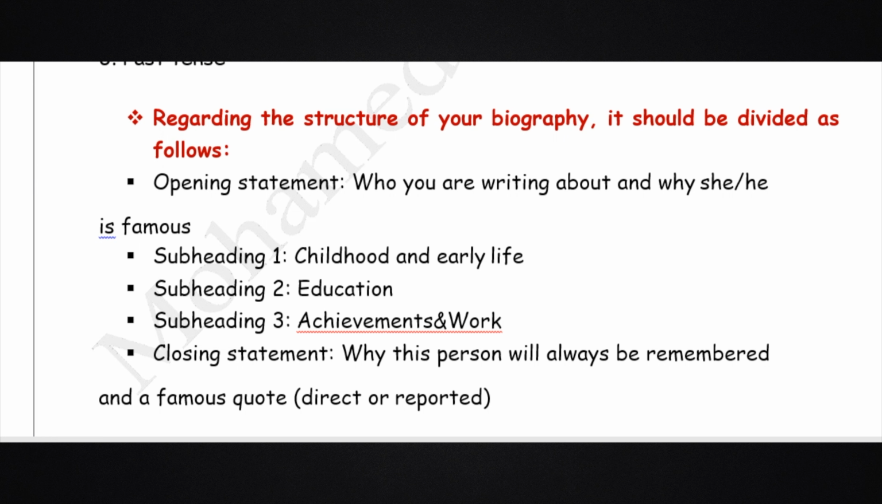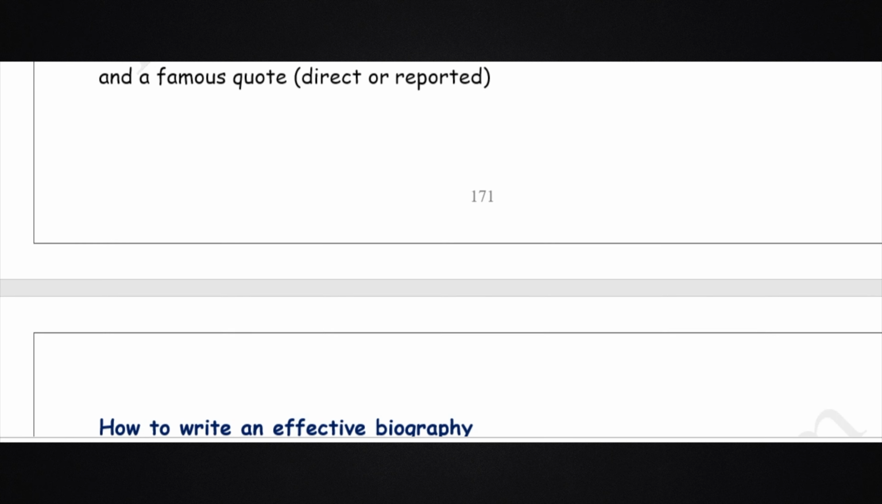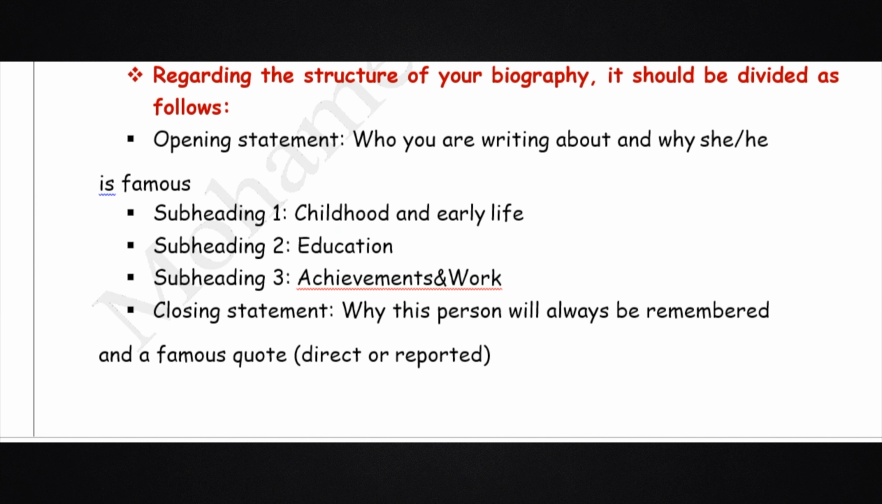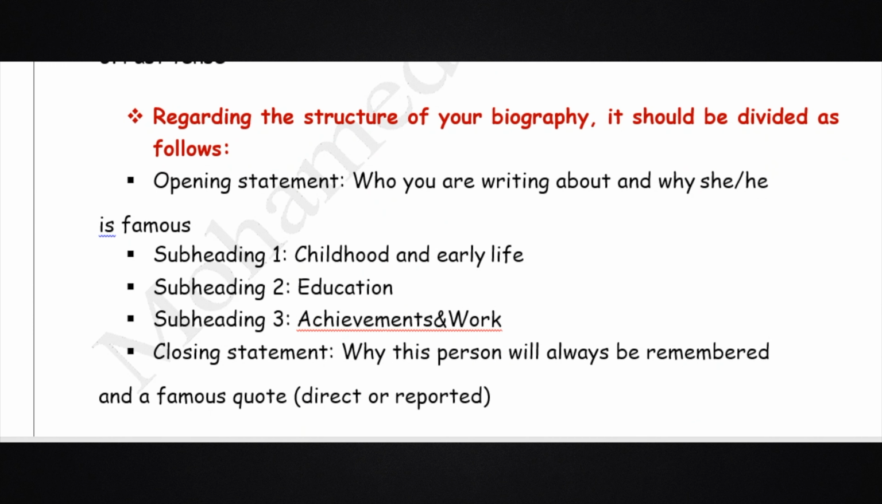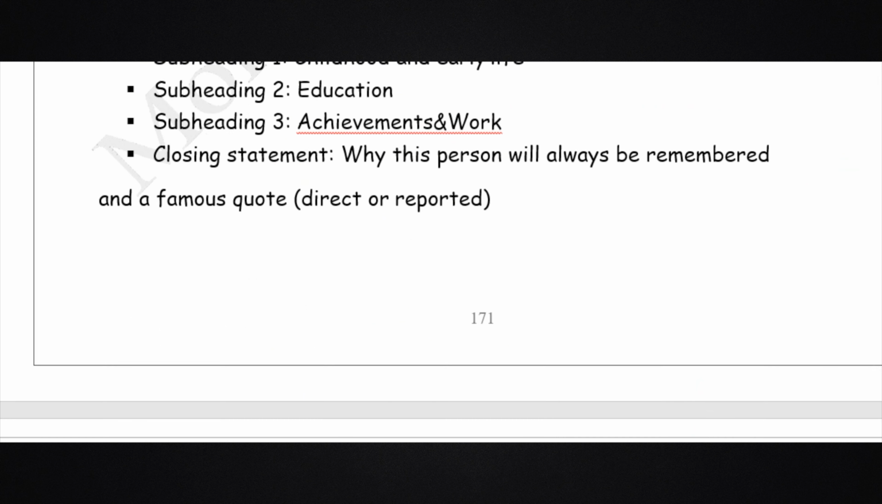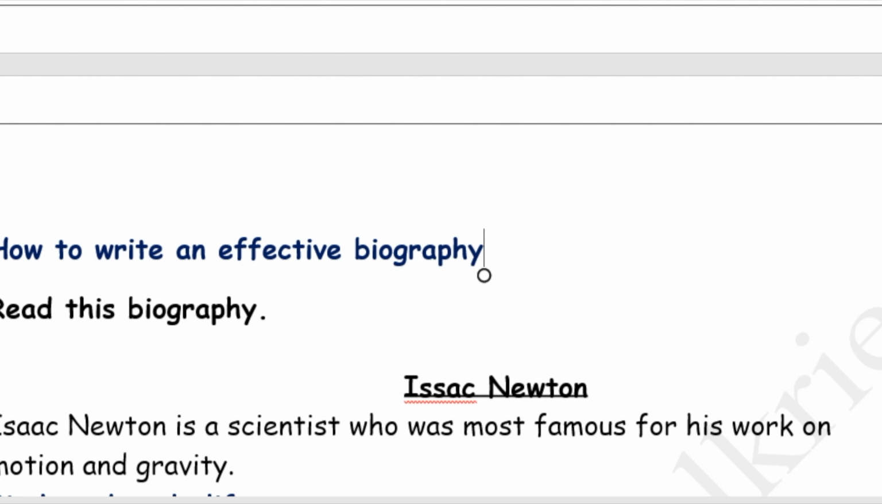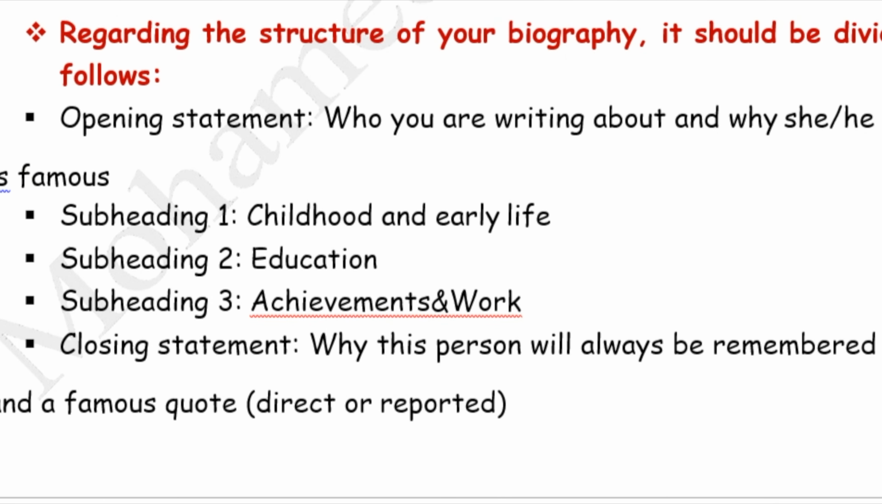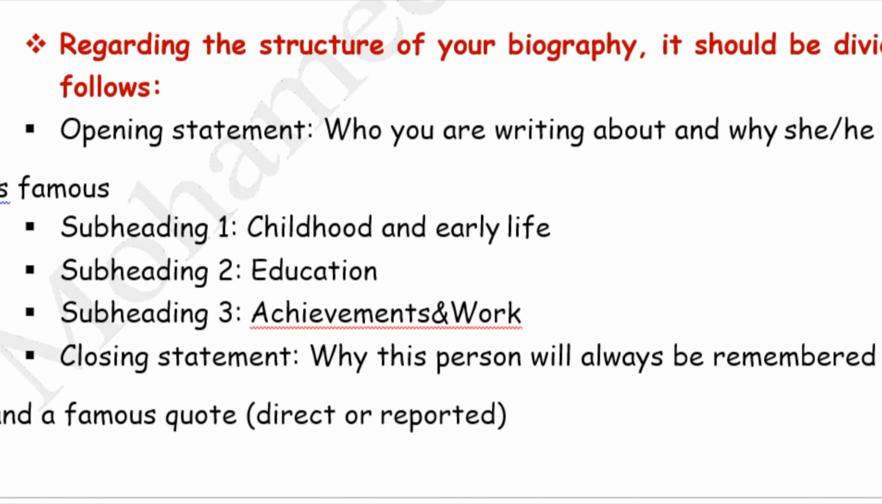Now let's apply the steps. We said step number 1, the title. I chose Isaac Newton. So the title will be the name of the character you chose to write about. So this is the title. And then step number 2, opening statement. The opening statement will be about who you are writing about and why he or she is famous. Isaac Newton is a scientist who was most famous for his work on motion and gravity. So this is step number 2, which is the opening statement.